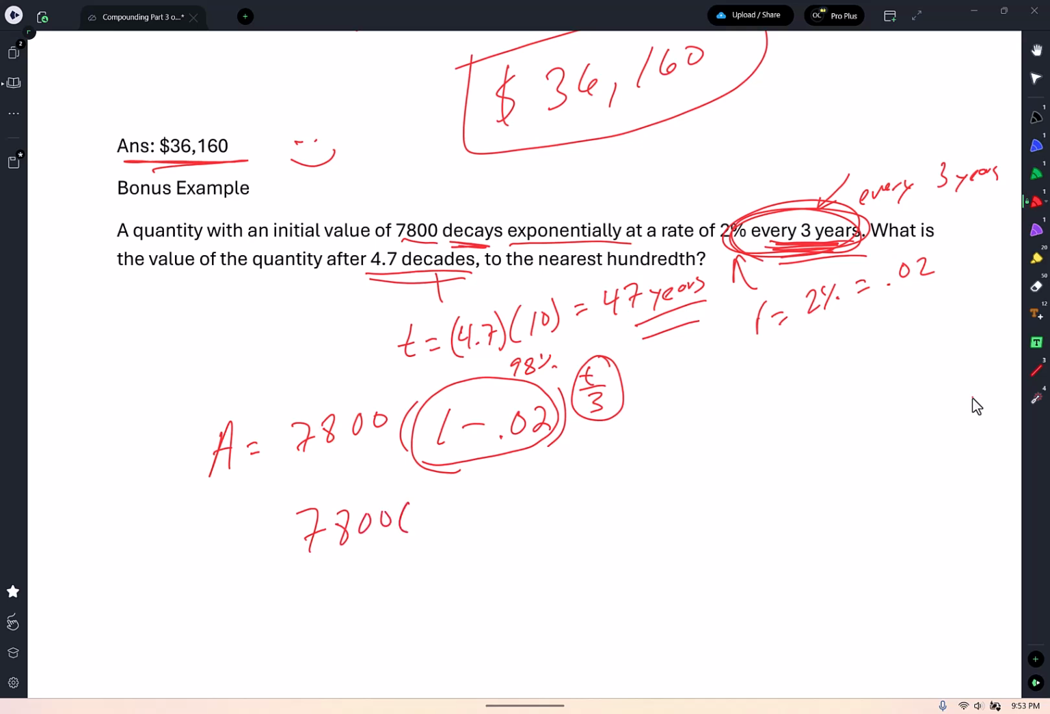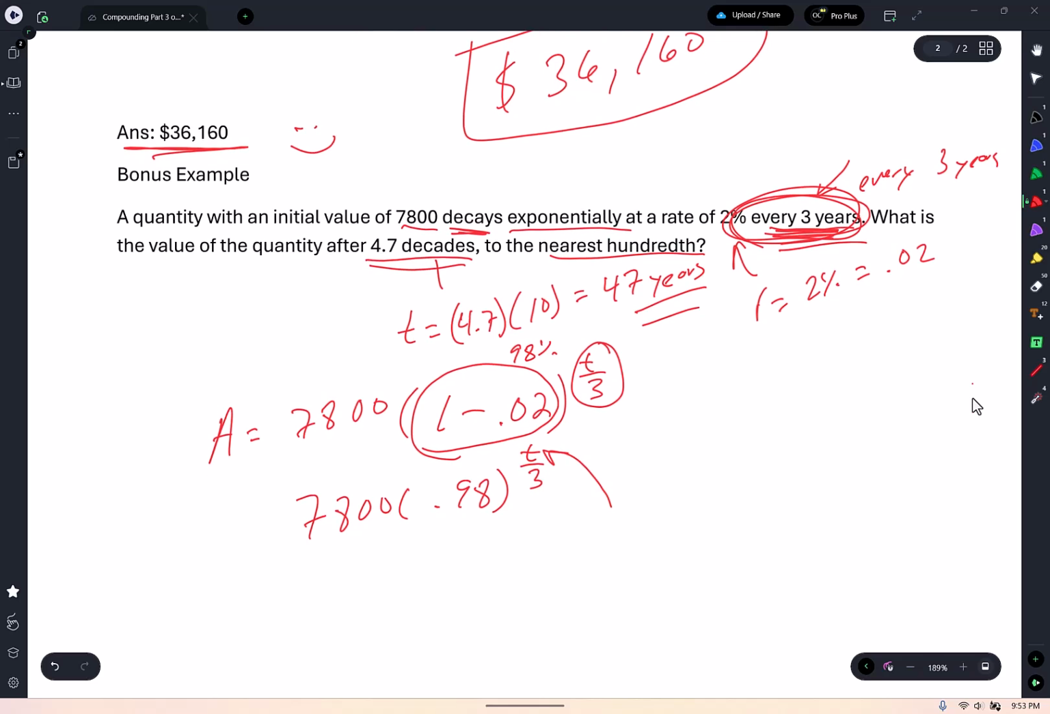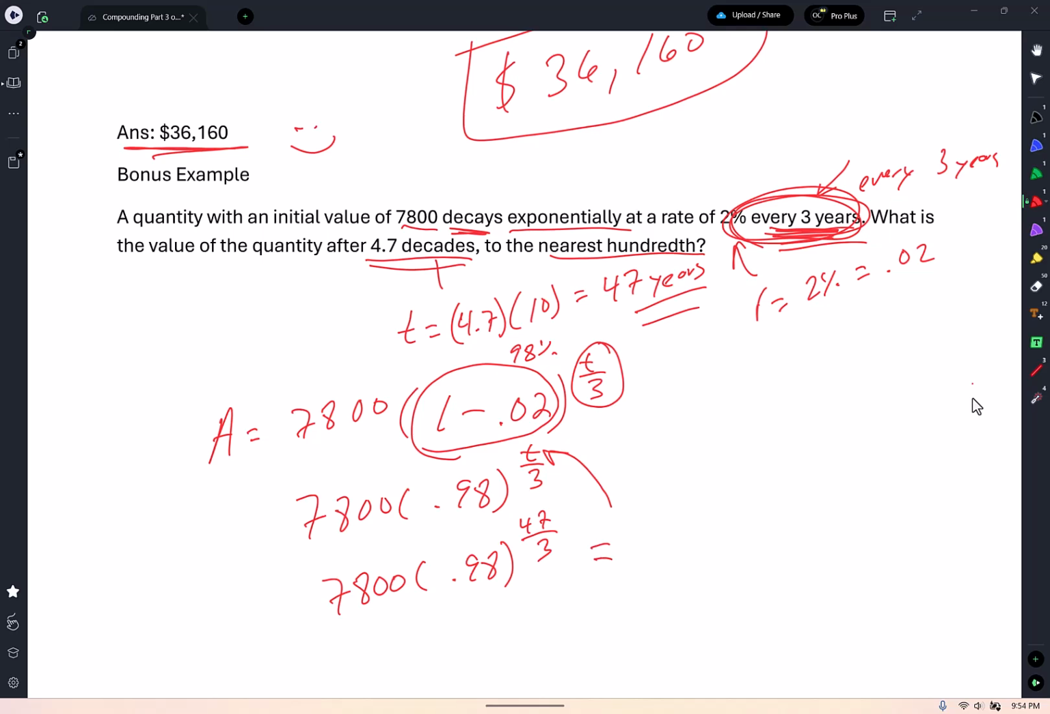So 7,800 times 0.98 to the power t over 3, and I'm going to type in 47 in there. It does say to the nearest hundredth. The answer is down there. Oh, I kind of already saw it. I haven't done this one yet, so hopefully we don't get embarrassed here. Let's see. We're just going to type that in, and that should be our answer right there.